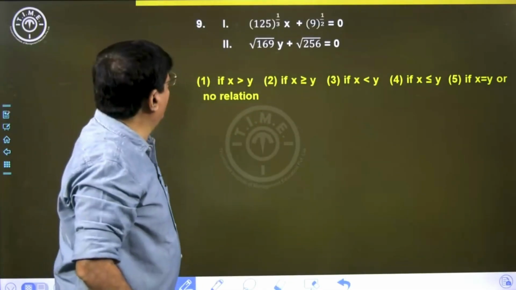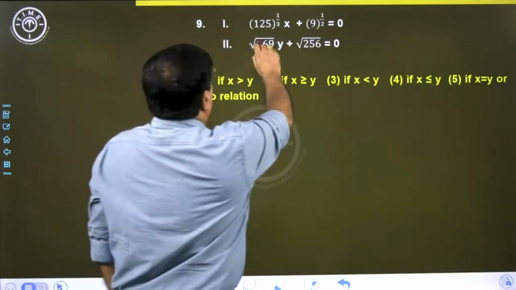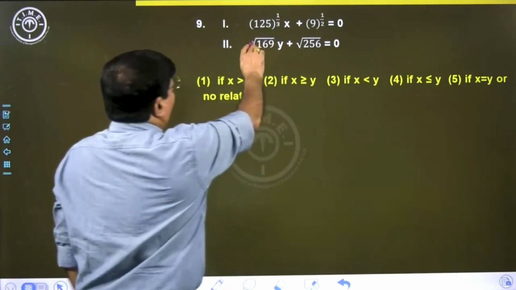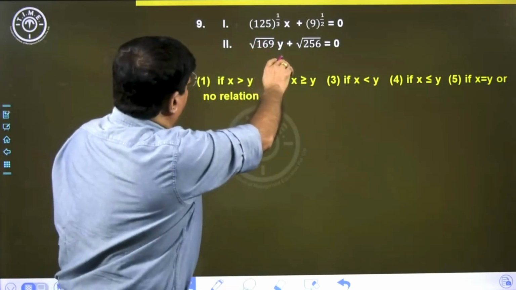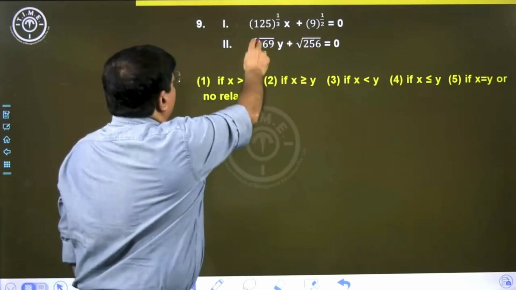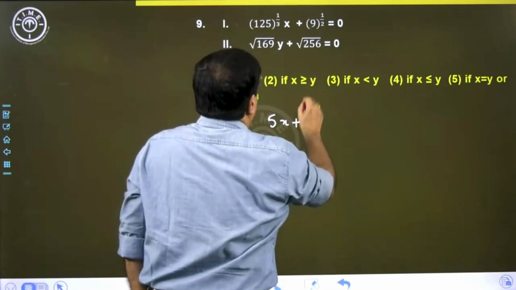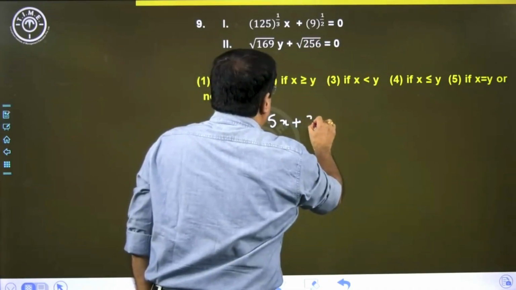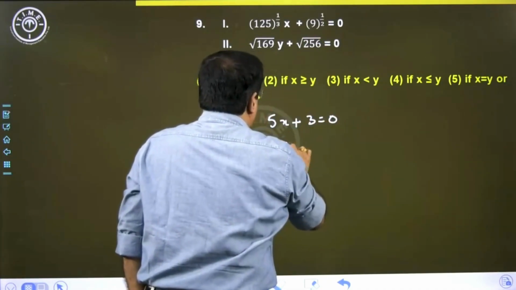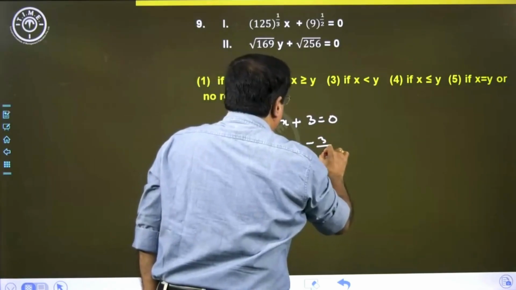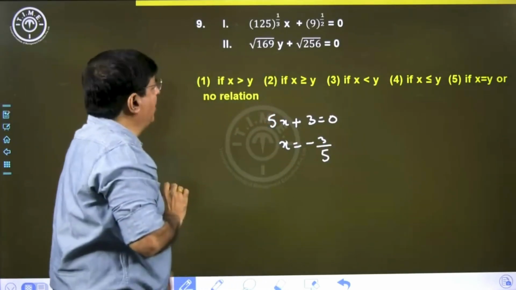Question number 9. Alright. Cube root of 125 plus square root of 9 is equal to 0. So cube root of 125 is 5. 5x plus square root of 9, which is 3, is equal to 0. So you get x equal to minus 3 by 5. It's a very simple question.